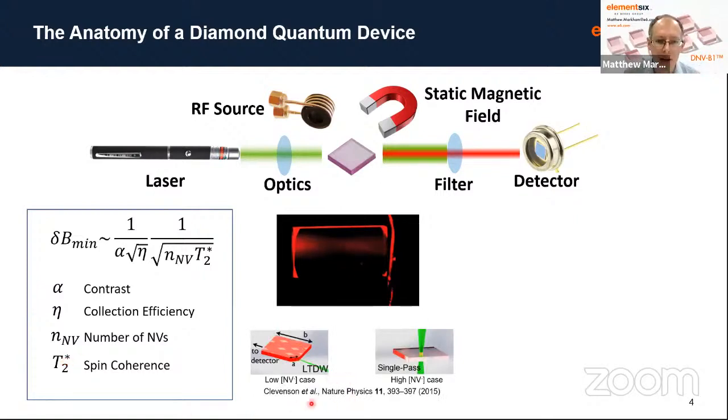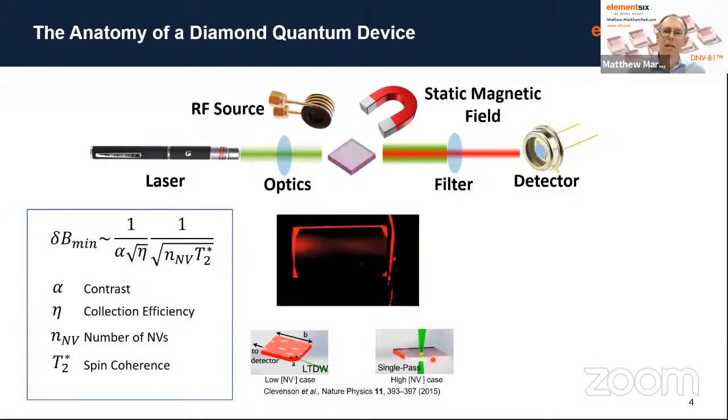And this is a nice paper back in 2015 where they looked at using diamond in what they call a light trapping diamond waveguide, whereby by bouncing the light around the diamond, you were able to maximize the usage of the NV defects. And the advantage of that is you can have your NV defects spaced far apart. The downside of that is, how do you apply your RF field and your uniform static magnetic field uniformly across this diamond, which is where other approaches, such as having a single pass approach, have an advantage.